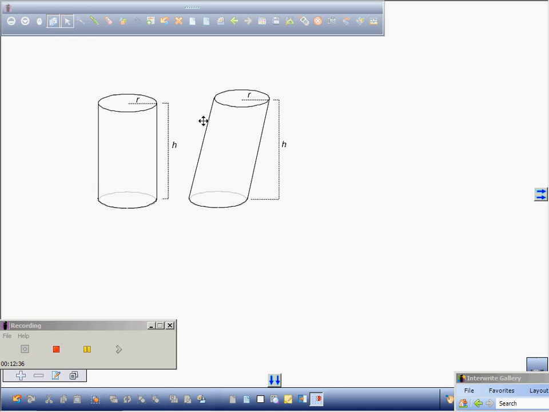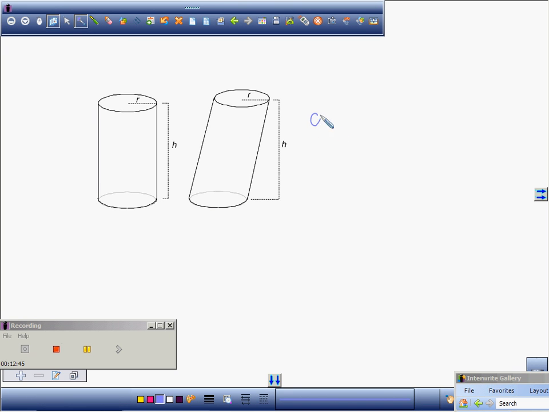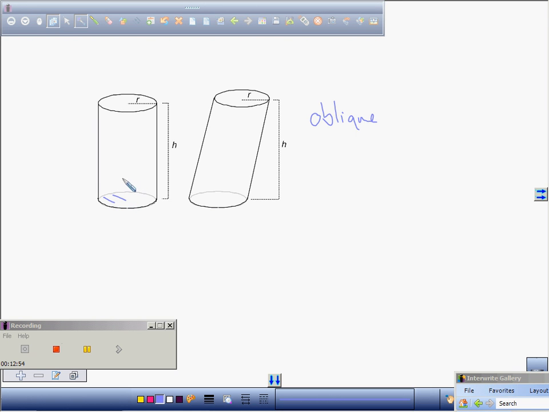Okay. So now I have a cylinder, and this is called a right cylinder. This one here is called an oblique cylinder, which means it's pushed over on its side. But it turns out the formula for finding the volume of both of them is exactly the same. It's still the volume is equal to the area of the base times the height.